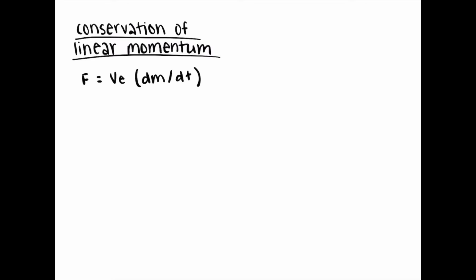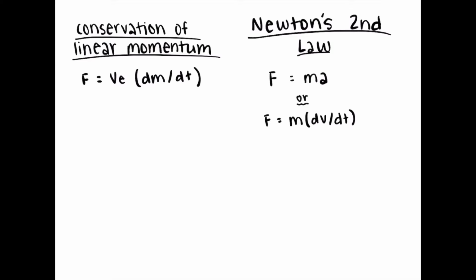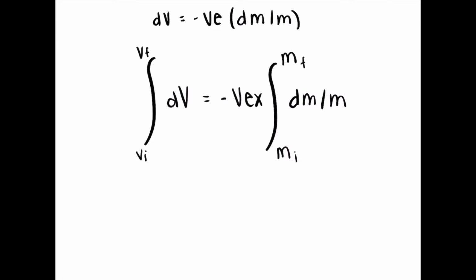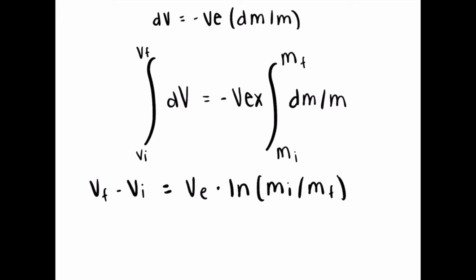Basically, the rocket equation is derived from the conservation of linear momentum, which says force is equal to exhaust velocity times mass flow rate, and Newton's second law, force equals mass times acceleration. Since these both solve for force, we can set the equations equal to each other and simplify the terms. Now, since the mass is always changing, we need to integrate this equation. If we do that, we arrive at the final equation, the ideal rocket equation.